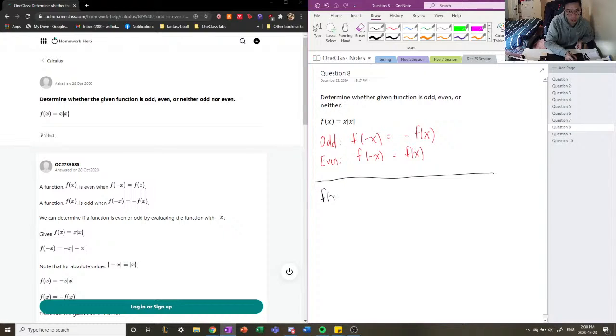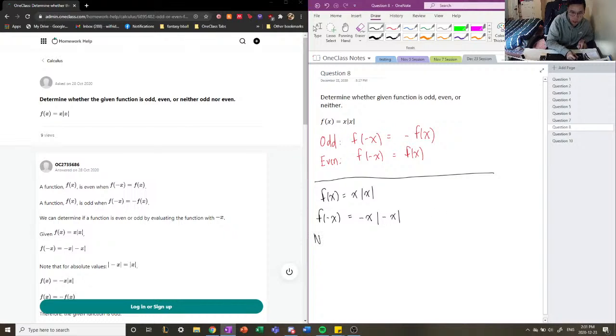Okay, so we have f of x equals x times the absolute value of x. All we really need to do is plug in f of negative x and see what we get. So we plug in f of negative x, we get negative x times the absolute value of negative x.